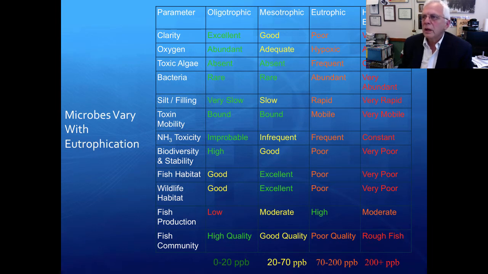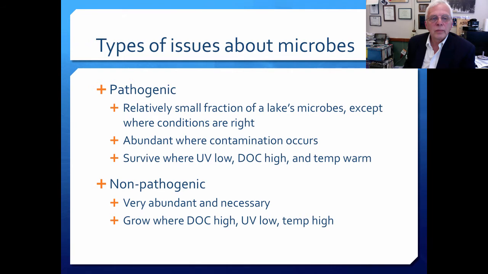It is pretty dark down there because there's not much light penetration in eutrophic systems and lots of organic matter to decompose. So bacteria can be abundant and quite persistent in eutrophic and hypereutrophic systems. They vary with eutrophication, and they vary in types that you see with eutrophication. There are a series of types of issues about microbes.